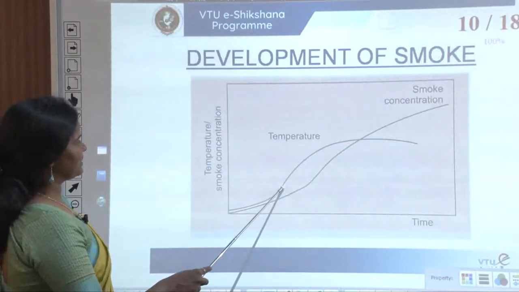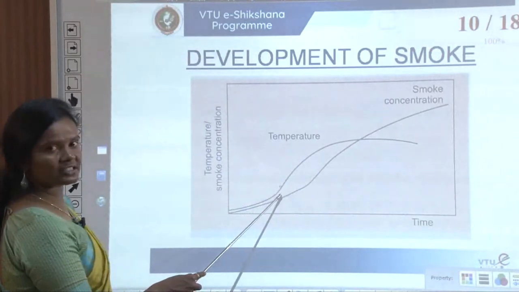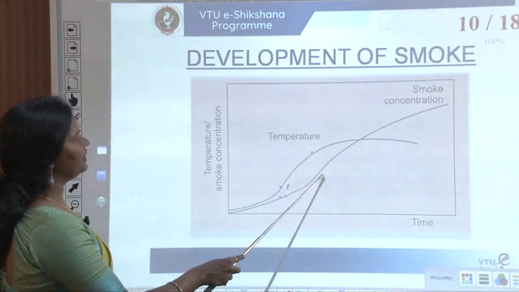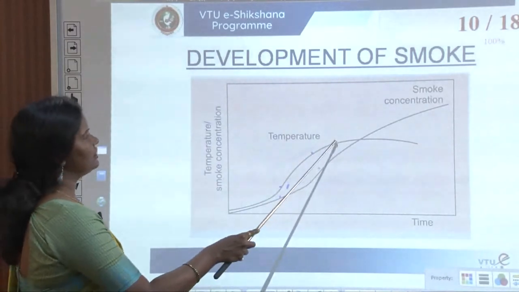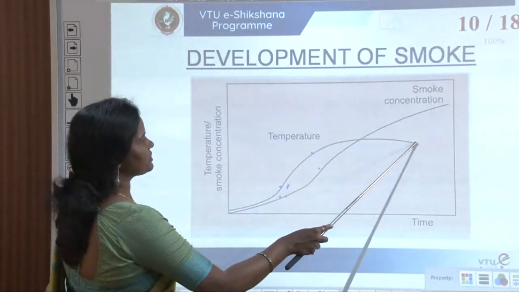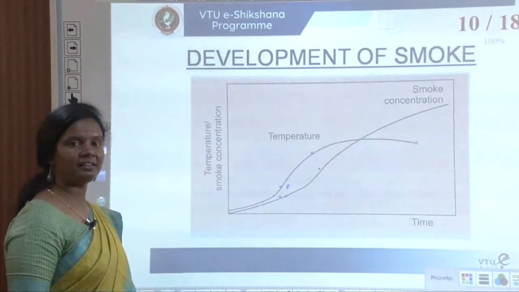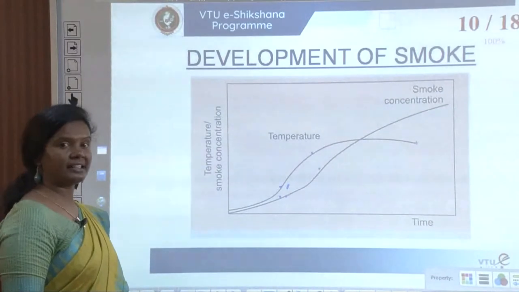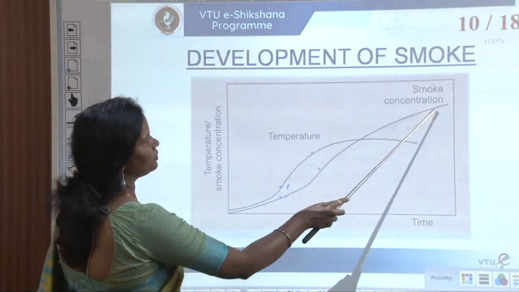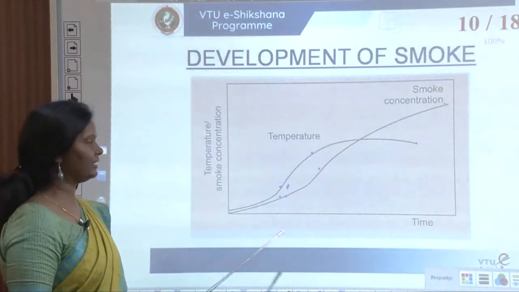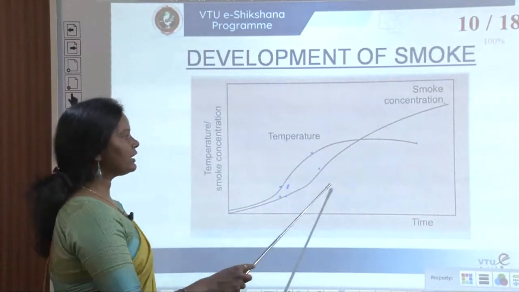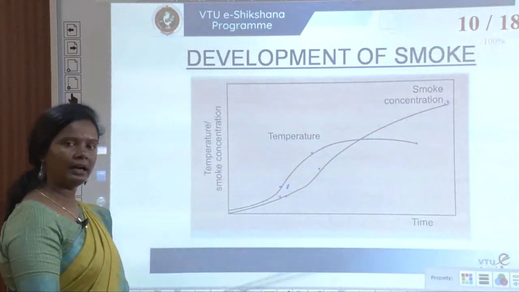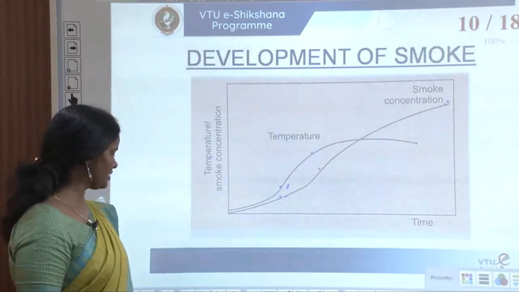When the temperature is at a low level, smoke concentration is also at a low level. Even when the temperature increases to a higher level, it is still at a lower level. Even after the temperature reduces, that is, the temperature of the space is reducing and the fuel could have been stopped, the smoke concentration keeps on increasing. So the growth rate or the development of smoke is always at a higher rate. That is something which has to be dealt with.